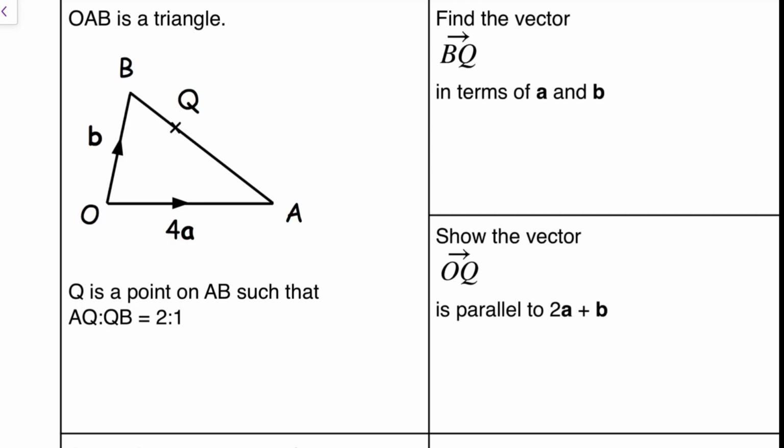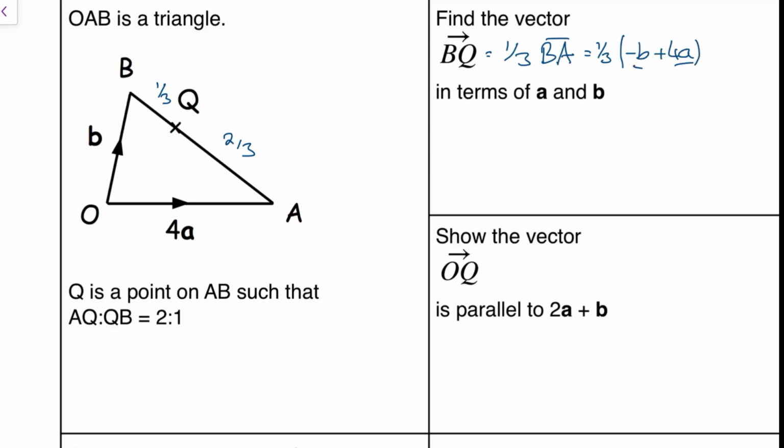Next one. OAB is a triangle, and it gives me some vectors on the triangle. Q is the point on AB such that AQ to QB is 2 to 1. So in other words, that is a third, and that is 2/3. Find the vector BQ. So BQ is going to be a third, because I'm going from B to Q, or going to B to A via Q, if you like, of BA. And I know BA is going to be, well, BA means I go negative B plus A, so negative B plus A.